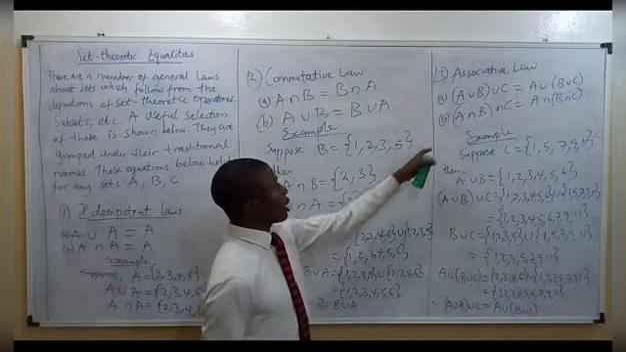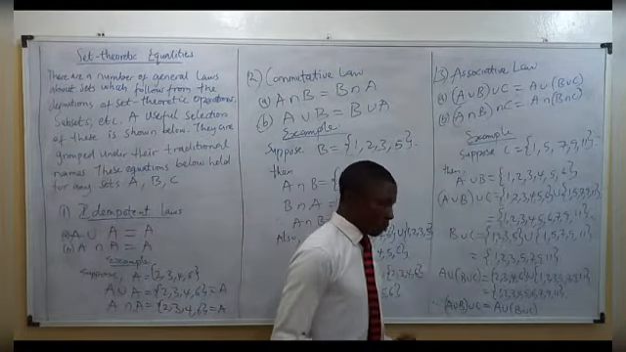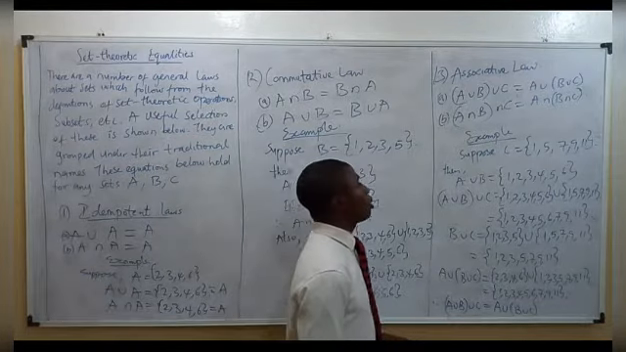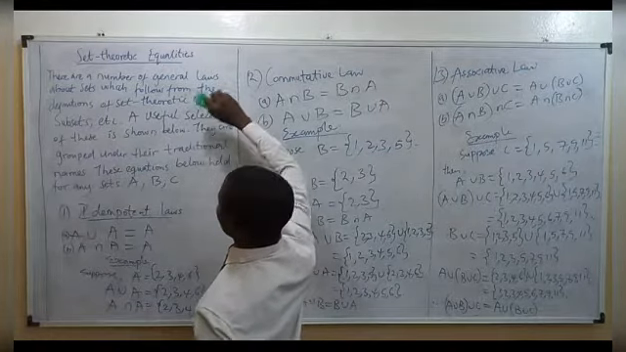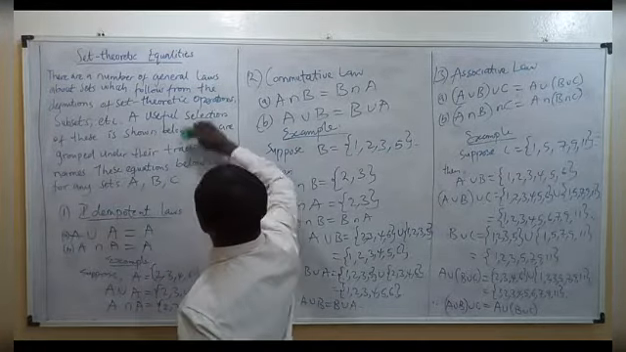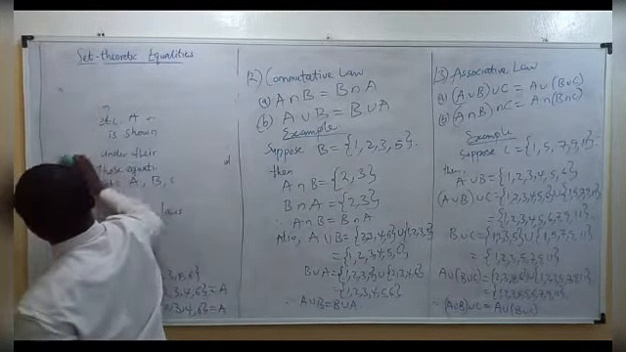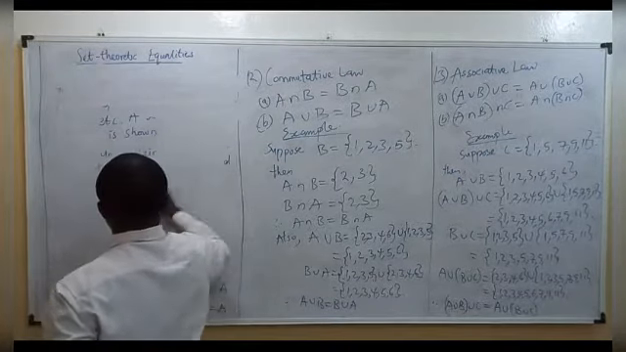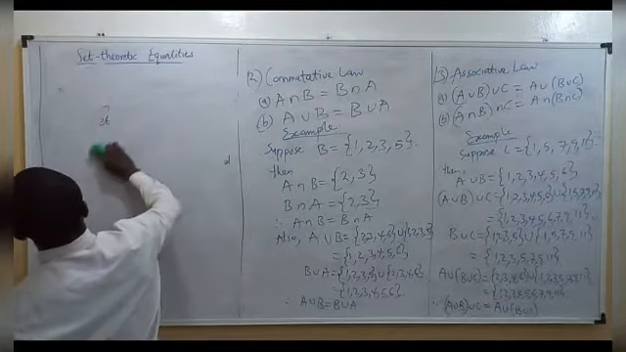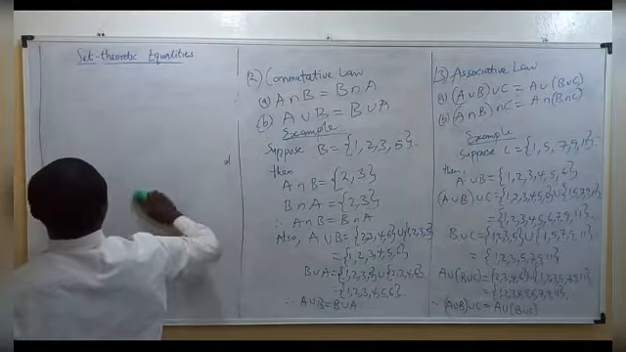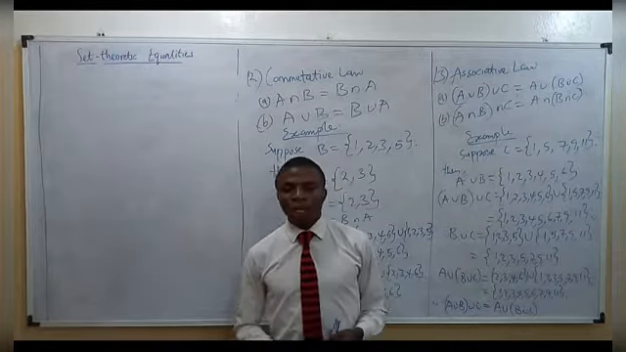So you can try the other one, it's still the same process. You can try the intersection, it's still the same thing. So that's the associative property of the set theoretic operations. Now, let's go to the next one. We talked about the idempotent law, the commutative law, and the associative law.